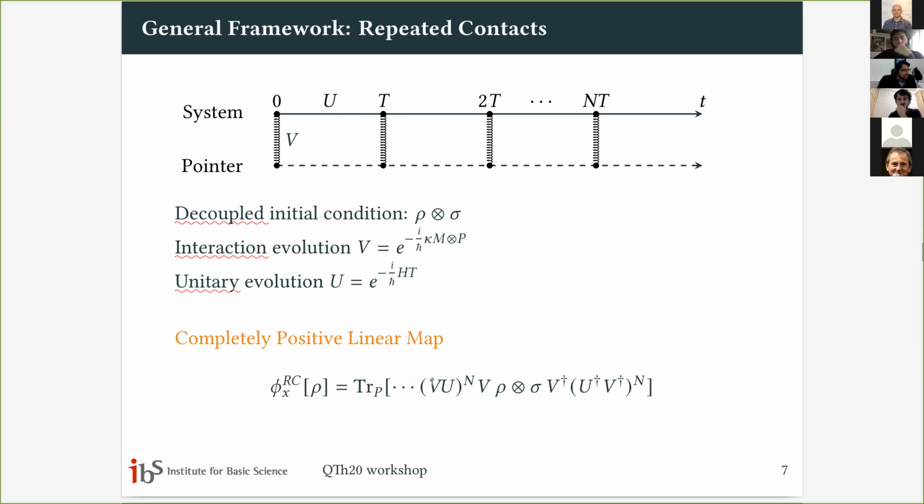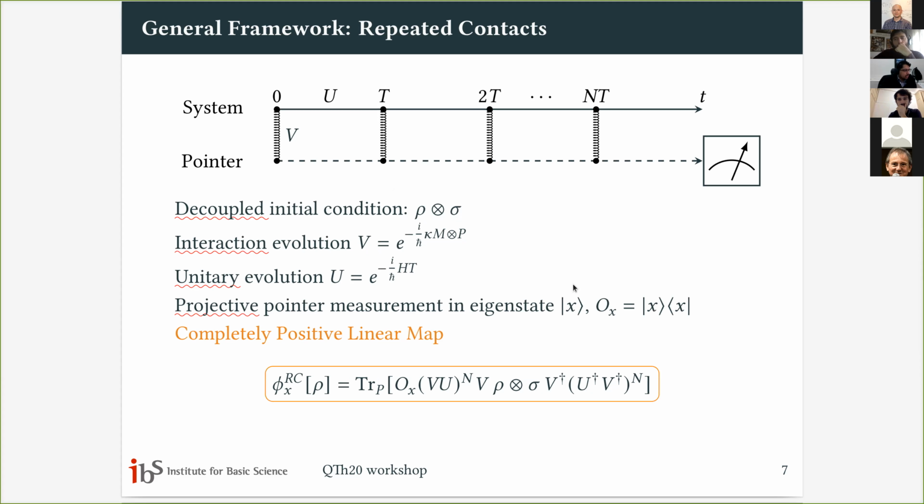And then finally, what you would do is you would actually measure the pointer out. Okay? So this measurement of the pointer means that you would take the projective measurement in the state x of the pointer. And this is what you see here, that you measure at the very end, after you let it evolve using these V and U combinations, depending on how the pointer and the system evolve.